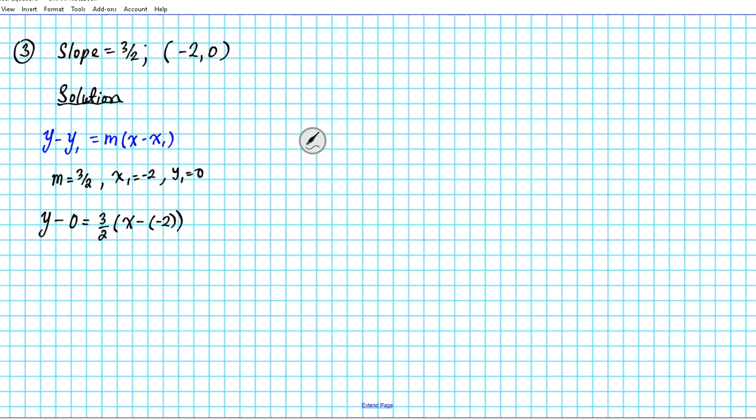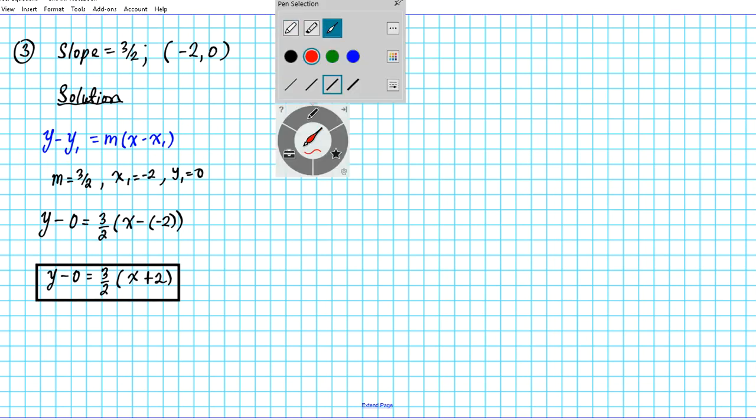So is this the point slope form? Not yet. Notice that we have the product of two signs here, so we have to resolve that. So we have y minus 0 equals 3/2 (x. Now when you multiply two signs that are the same, the resulting sign is always positive. So x plus 2), like that, and there goes your final answer. This represents the point slope form.